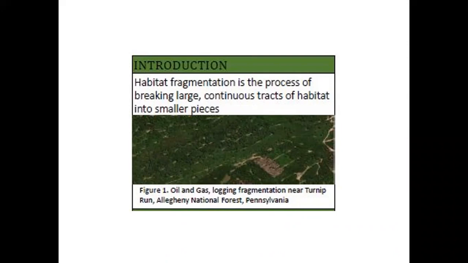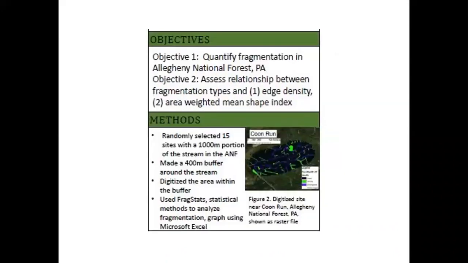We focused on four different types of land use during this project. They are agriculture, residential development, oil and gas activity, and logging activity. We used GIS software, specifically ArcMap 10.7, to quantify fragmentation within the ANF. First, we randomly selected 15 different 1,000-meter sections of 15 different streams within the ANF that included any combination of the four different types of land use that we looked at during this project.